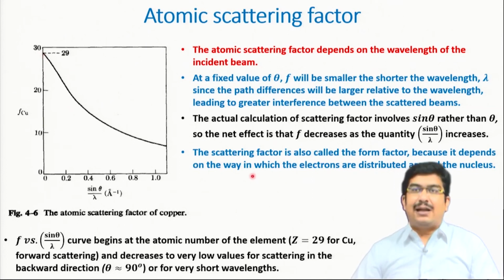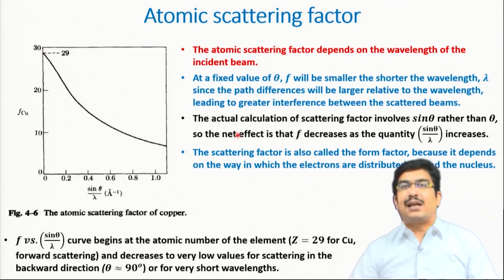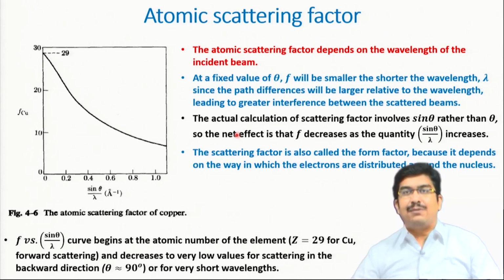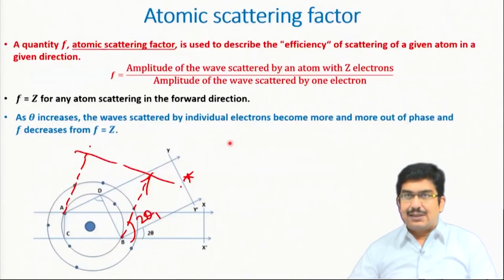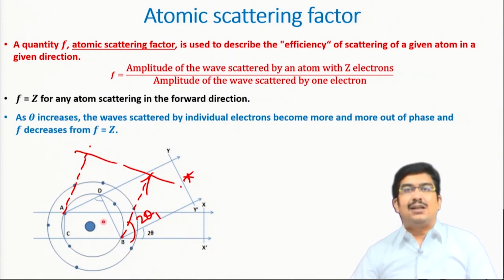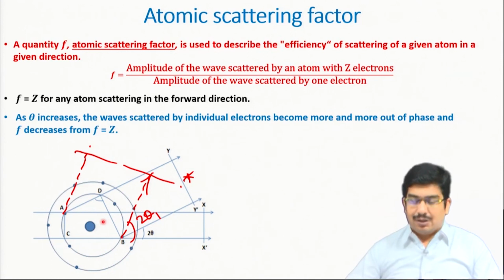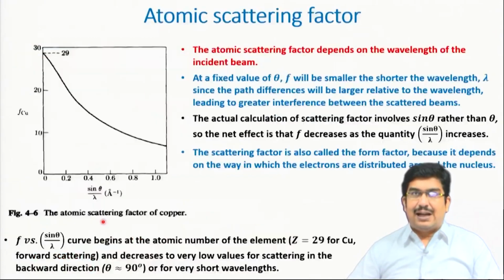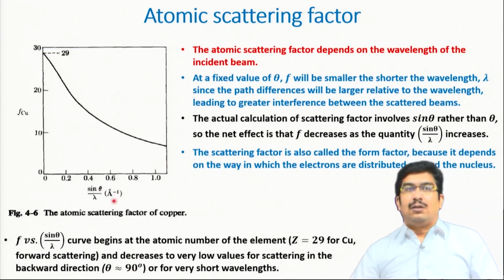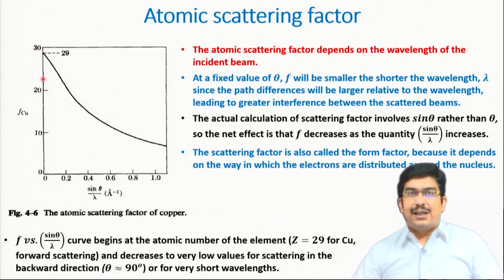One important point is that the atomic scattering factor is also sometimes called the form factor, because it depends on the way in which the electrons are distributed around the nucleus. So the atomic scattering factor also depends on where exactly these electrons are. The position of the electrons is also important in determining the f value, the amplitude value, but we are not going into that here.